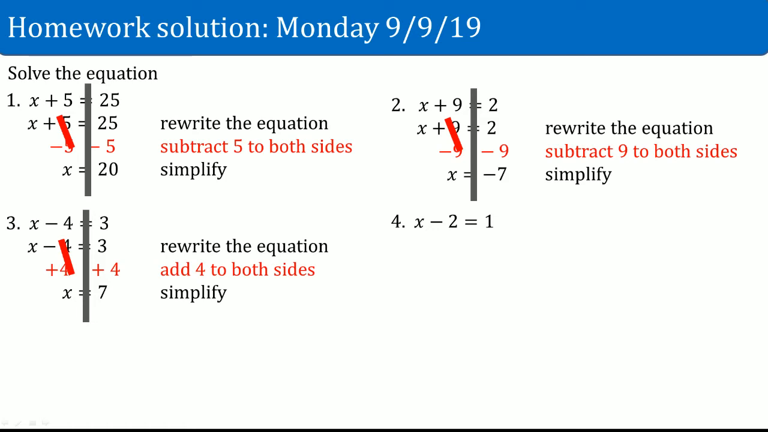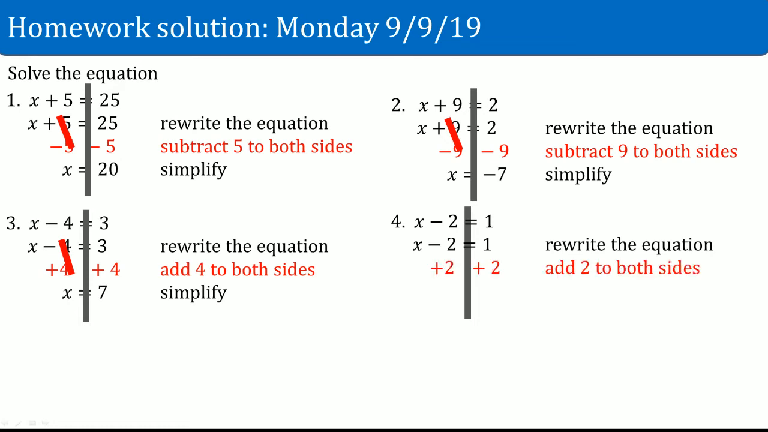Number 4, x minus 2 is equal to 1. First step is to always rewrite the equation. Draw a line straight down. What I have here attached to the x is a minus 2. What is the opposite of minus 2? It is add 2. Make sure I add 2 to both sides. The negative 2 plus 2 cancels out. On the left-hand side, I have x, and on the right-hand side, 1 plus 2 becomes 3. So I have now x equals 3. Everything comes straight down.